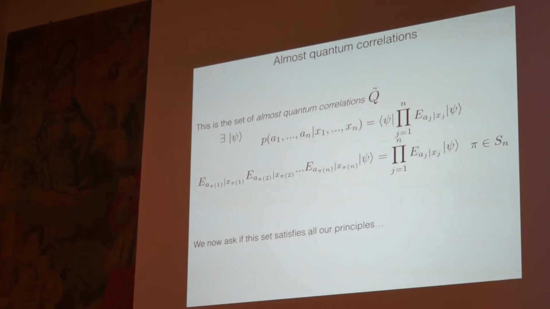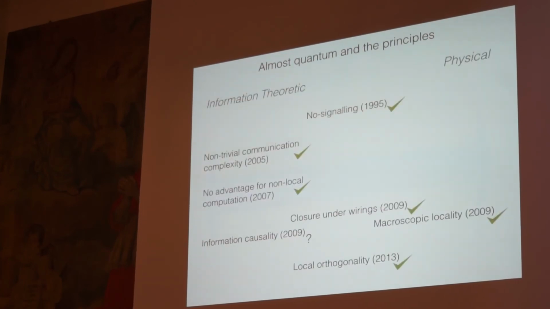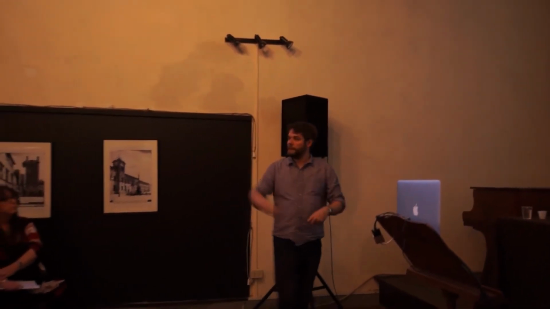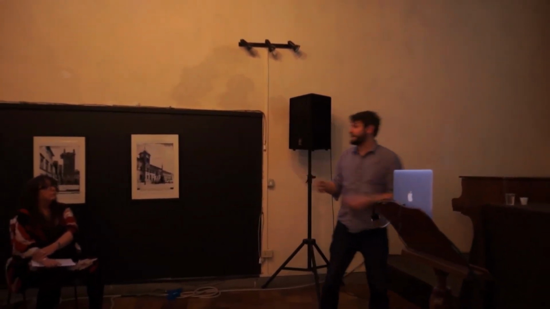Okay, now once we have this set, which is larger than the quantum set, we can begin to ask whether it satisfies all of our principles. Okay, I just said it satisfies no signaling. It also satisfies closure under wirings. So you can play this trick where you take multiple copies of a box, you plug inputs and outputs, you do it as long as you avoid cycles, and then you generate something new, and you ask, is that in the almost quantum set? And it turns out that is true.